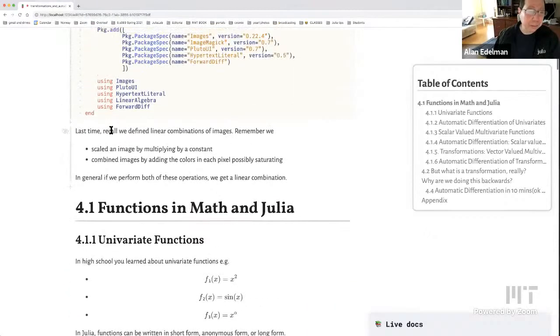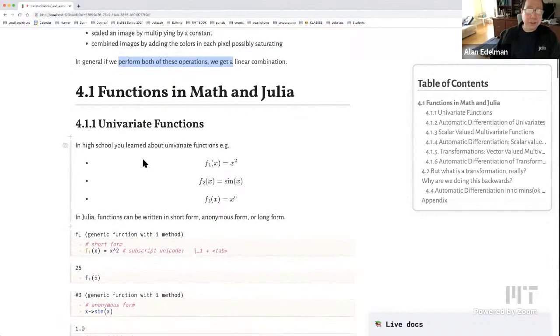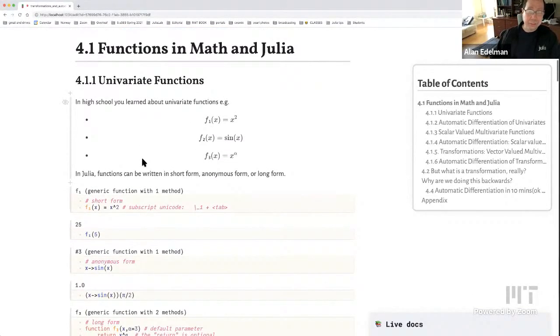Let's remember last time we defined linear combinations of images. You remember that we scaled an image by multiplying by a constant. We also combined images by adding the colors in each pixel. And we said that if you do combinations of these two operations, you get linear combinations in general. Now today we're going to see linear combinations from another view, but let's start with really simple, almost high school stuff: functions in math and in Julia.